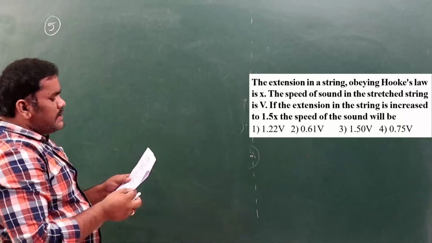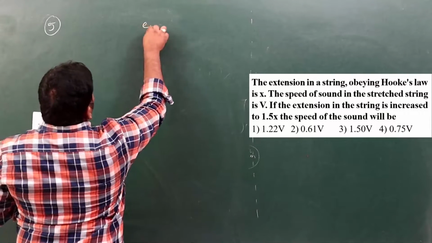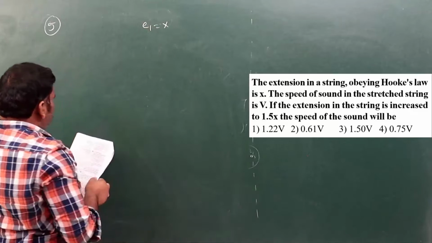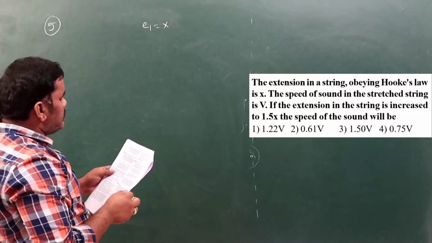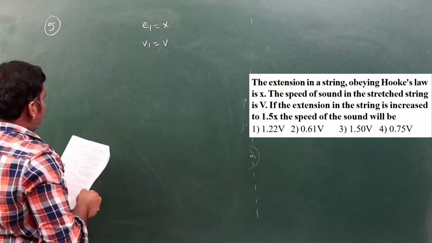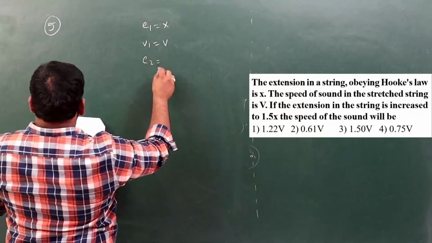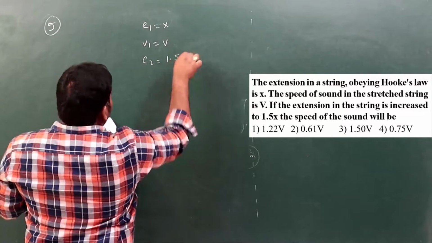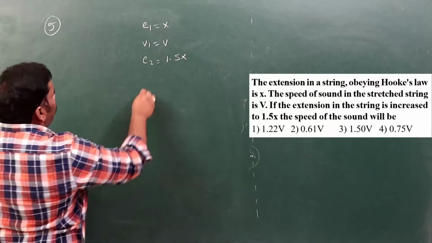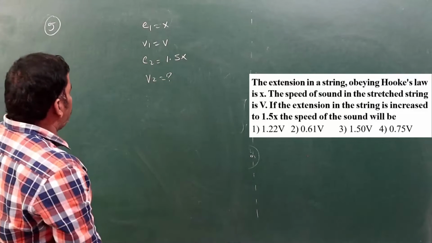The extension in a string obeying Hooke's law is x. So that means E1 is equal to x. The speed of sound in the stretched string is v. So V1 is equal to v. If the extension in the string is increased to E2 equal to 1.5x, how much will the speed of the sound be?